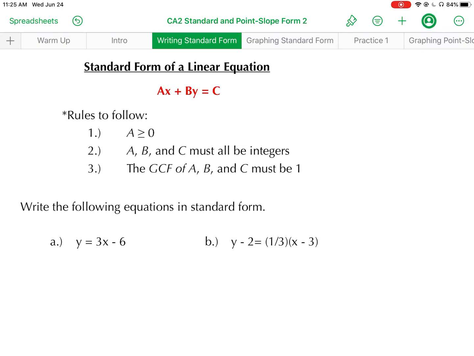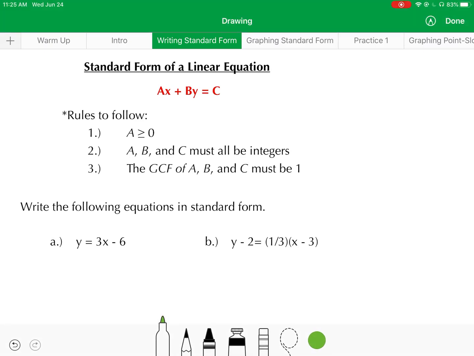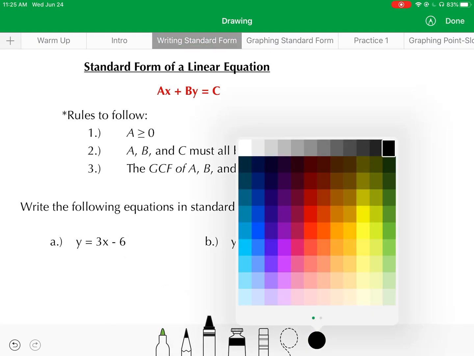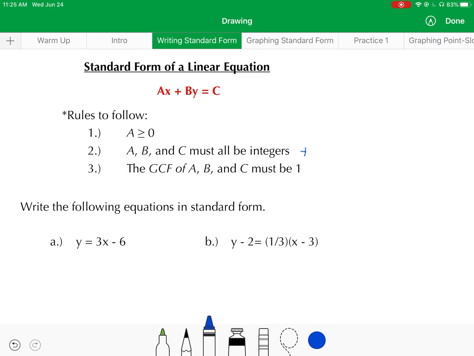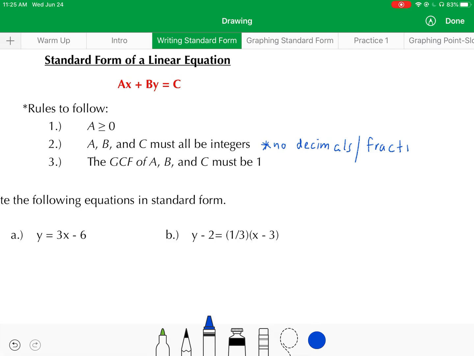The first is that the a value, which is your coefficient on x, has to be greater than or equal to 0, meaning it has to be a positive value. Secondly, all three values a, b, and c have to be integers, which implies that they cannot be decimals or fractions. If they are decimals or fractions, we're going to have to multiply both sides of the equation by a number in order to change that.